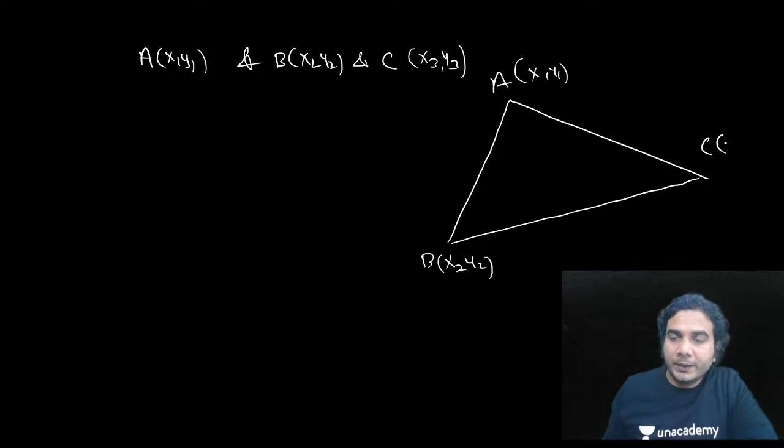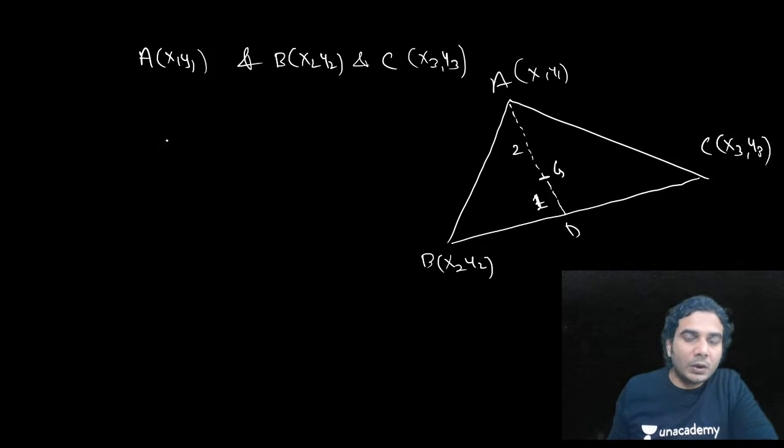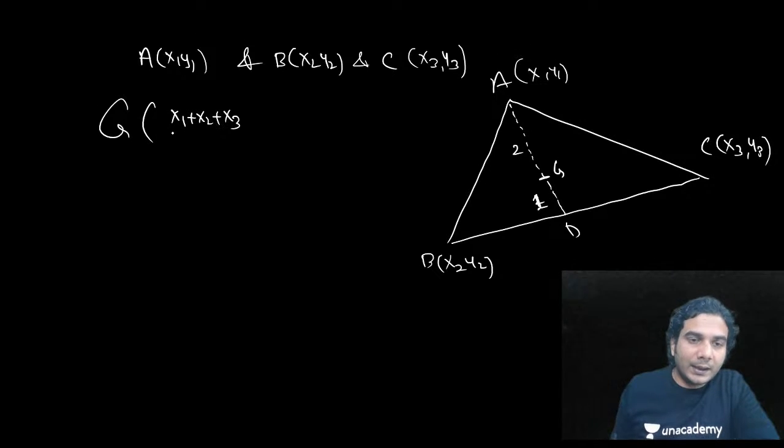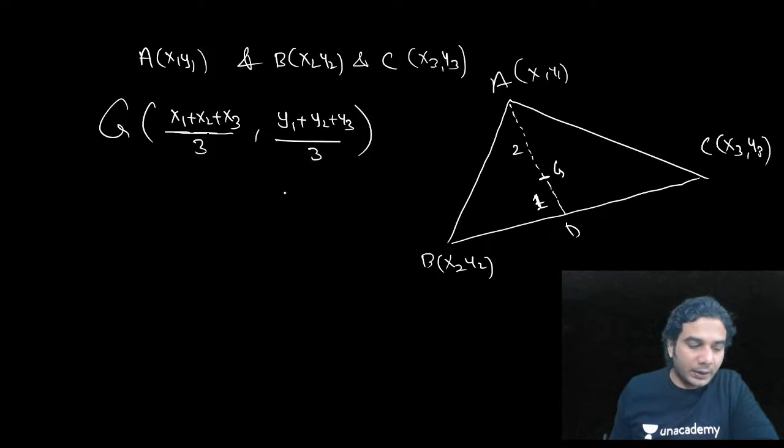I'm telling you the proof just to revise your section formula. So you know this is a median, this point is D, and G divides the median in the ratio of 2:1. So the coordinates of G are x1 plus x2 plus x3, add all the x coordinates of the 3 points, divided by 3, and add the 3 y coordinates, y1 plus y2 plus y3, and the whole divided by 3. These are the y coordinates.